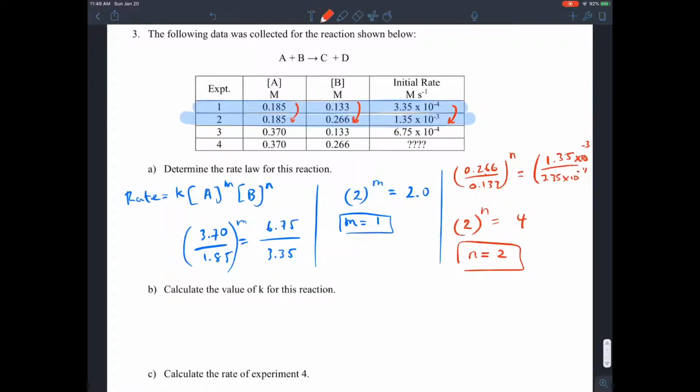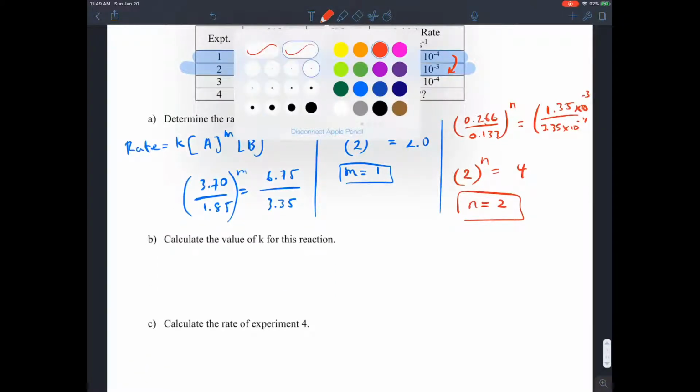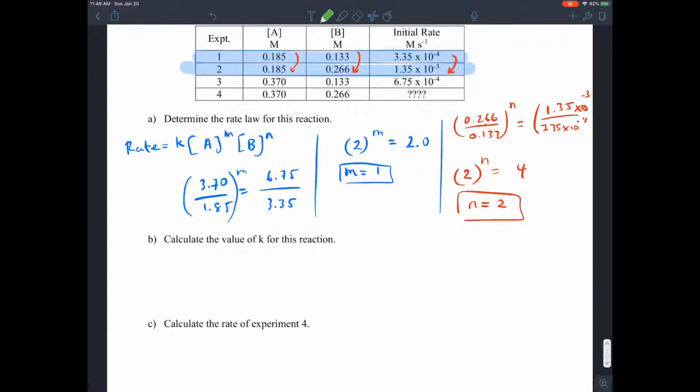So my overall rate law in this case, I'm going to do it in a different color. My overall rate law is going to be rate is equal to K, A to the 1, B to the 2. So that's for part A. Pretty simple. I would expect something like this on the exam, to be honest. The previous example we went over in the last video was a little tough because there's a lot of algebra, but this is a little more representative of what you might see. It's pretty comprehensive too, because it makes us do a lot of other stuff too.